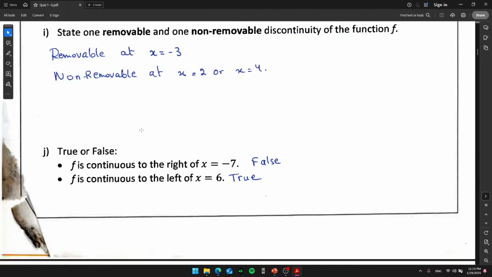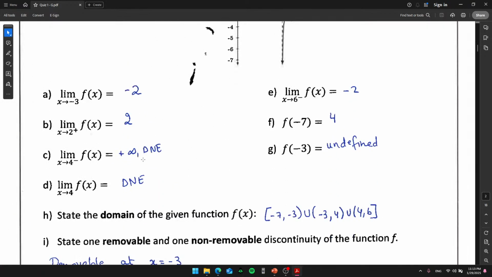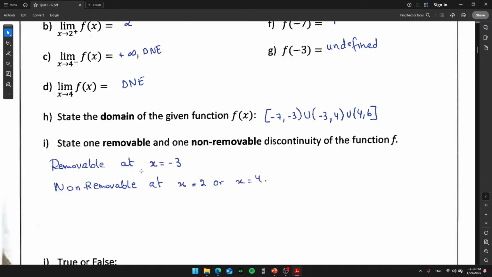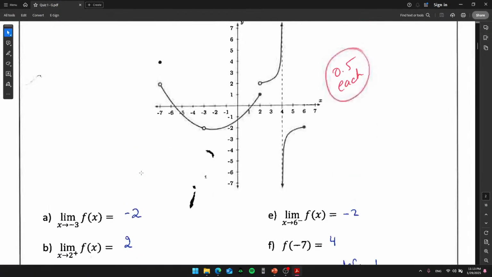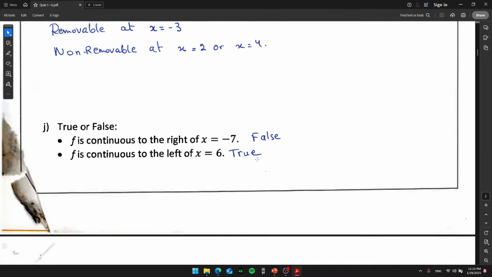It's removable. True or false, f continuous to the right. -7 to the right. Nope. F continuous to the left, x equals 6. Yeah. True.